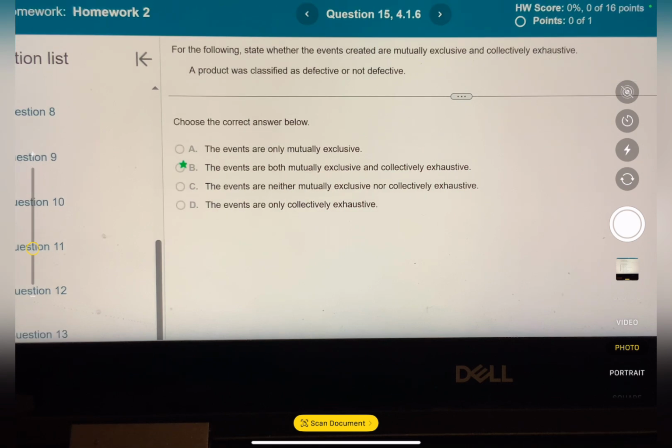For the following, state whether the events created are mutually exclusive and collectively exhaustive. Okay, what is mutually exclusive? Those are events that cannot coexist at the same time. Let's say day and night, right? They can never coexist at the same time. What else? Dark and light at the same time, they cannot coexist.